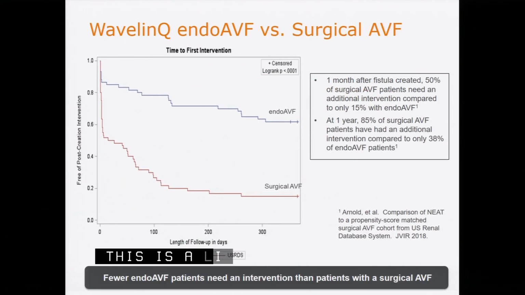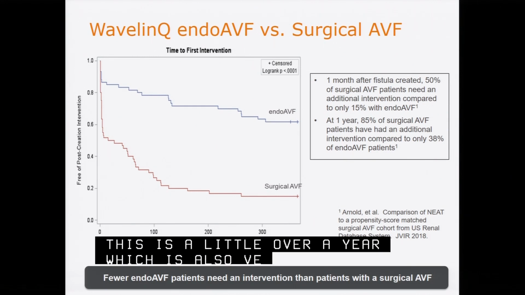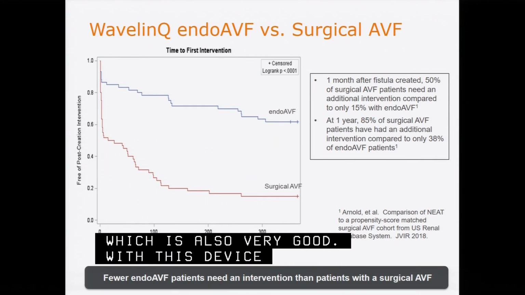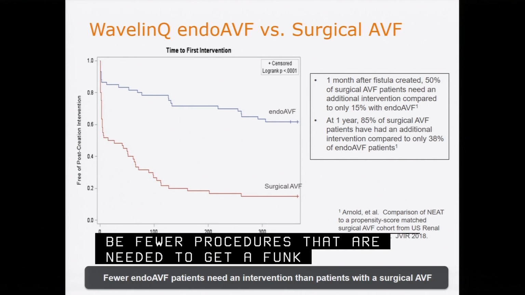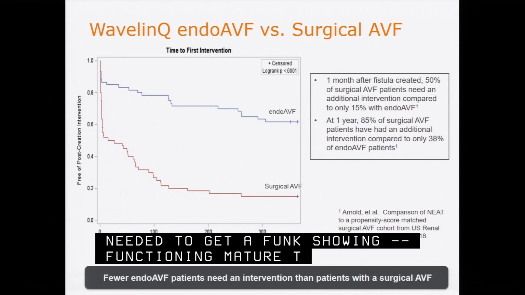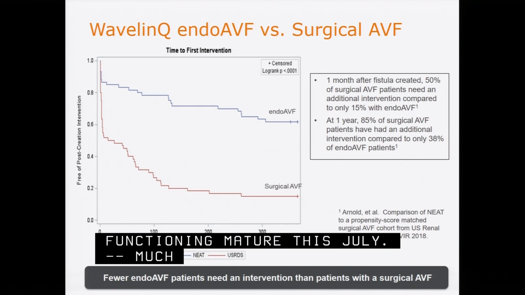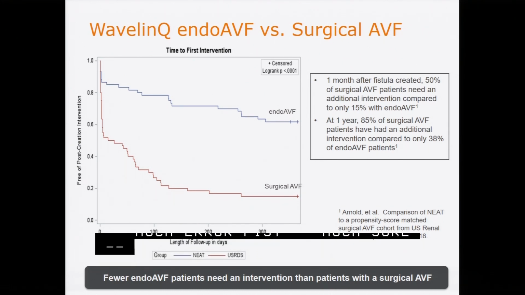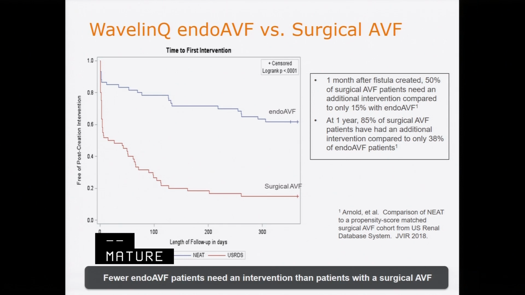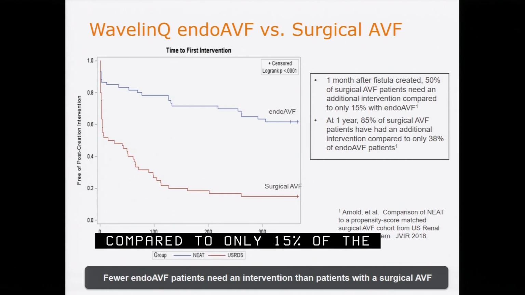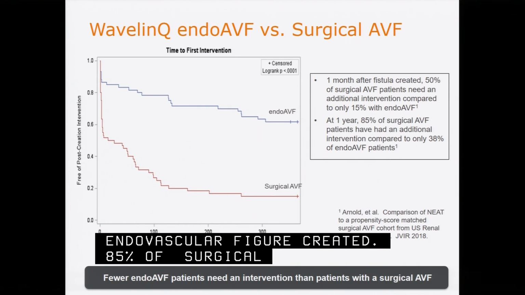The other big thing is with this device, there seem to be fewer procedures needed to get a functioning mature fistula. This is compared to the USRDS database, a surgical cohort of fistulas that were created, and you can see that 1 month after the fistula was created, only about half the surgical AVF patients need an additional intervention, compared to only 15% of the patients who had a percutaneous endovascular fistula created. And at a year, about 85% of the surgical AVF patients are going to have had an additional intervention, compared to only about 38% of the endo-AVF patients. So fewer procedures are required to create a functioning mature fistula.